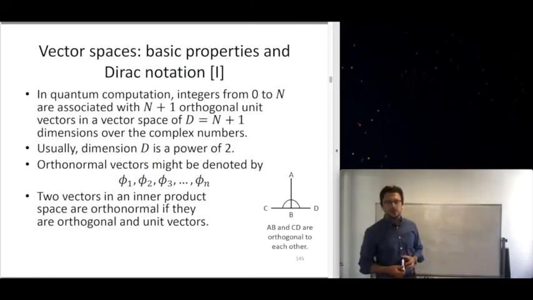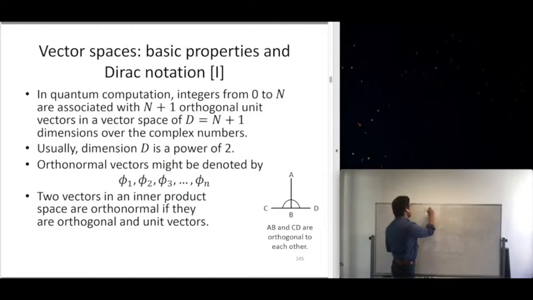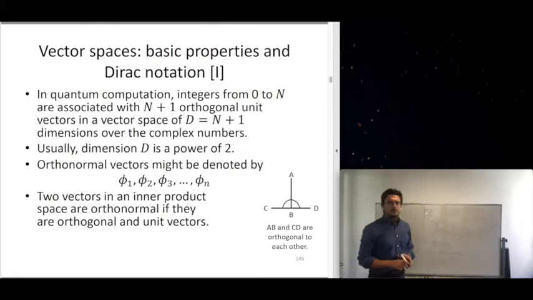Let's look at the basic properties and Dirac notation. That's where we start, basic properties of the vector spaces. In quantum computing, integers from 0 to n are associated with n plus 1 orthogonal unit vectors in a vector space of d equals n plus 1 dimensions over complex numbers. What does that mean? Remember when we talked about single qubit states, you remember the state 0, and you also remember the state 1. These are the simplest systems that we can look at in terms of quantum computing. Then these are the basis vectors that are given.